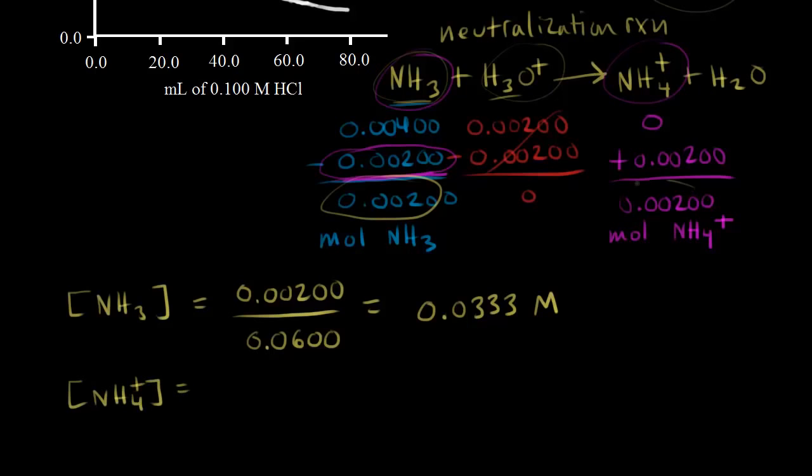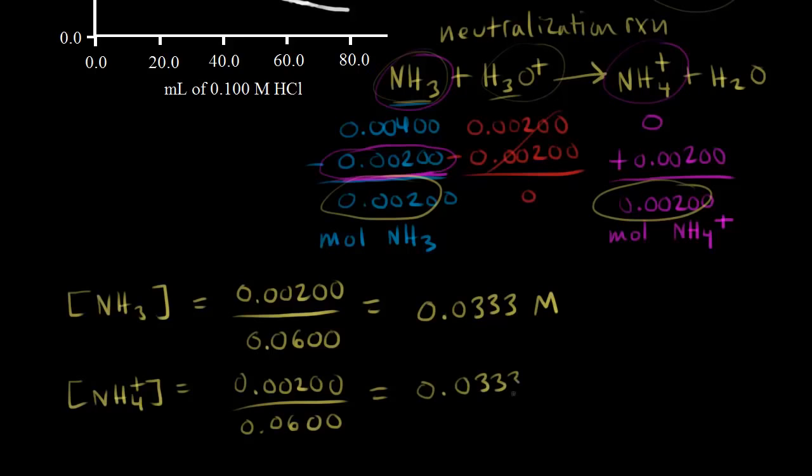Well, we had the same number of moles, right? That's 0.002 moles of ammonium, and the volume's the same, 0.06 liters, and so therefore it's the same calculation. We get the same concentration of ammonium ions in solution, 0.0333 molar.